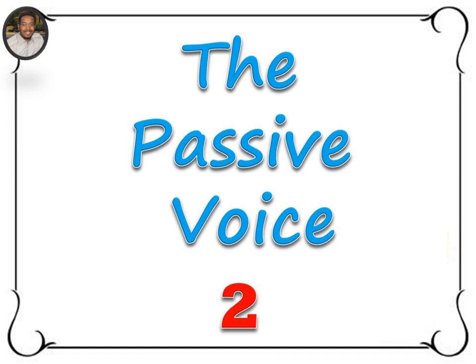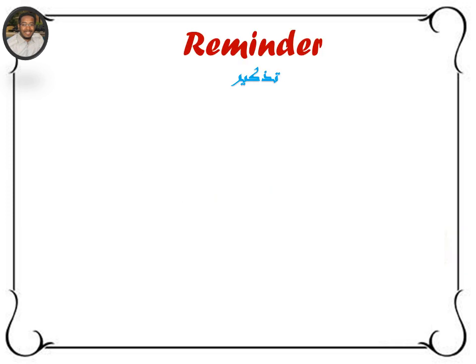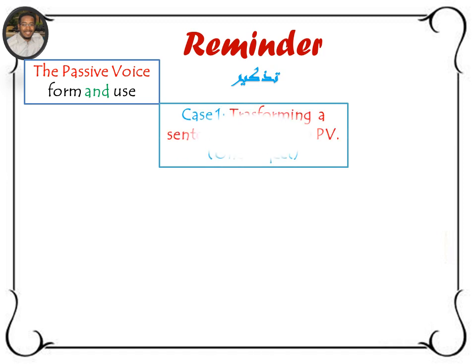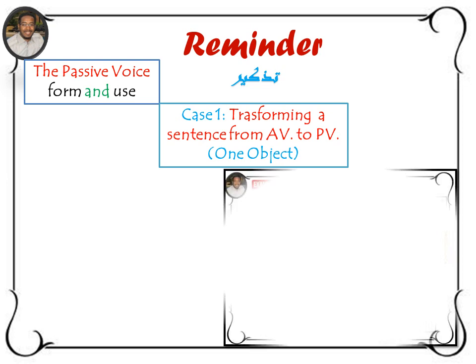Today's focus is grammar and our lesson today is the passive voice, part 2. Let's have a quick reminder before we start. In the last video, we saw the form and use of the passive voice, and we dealt with case number 1 on how to transform a sentence from active voice to passive voice in sentences in which we have one object.